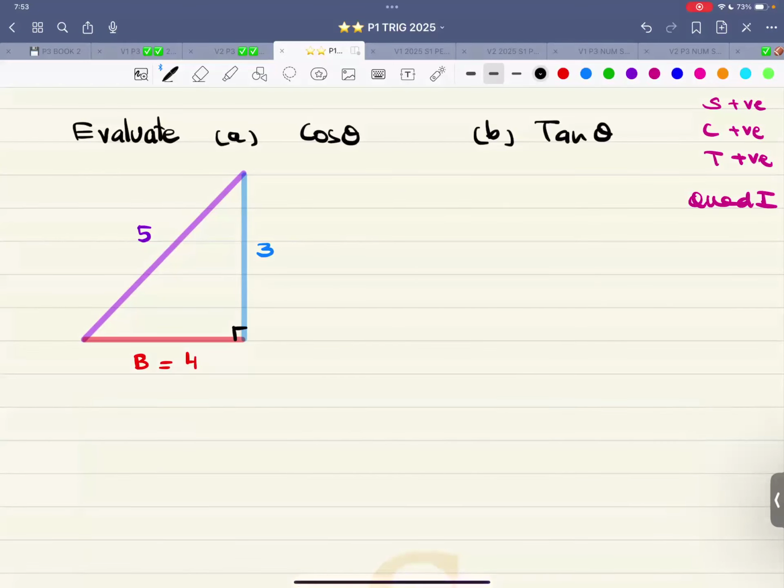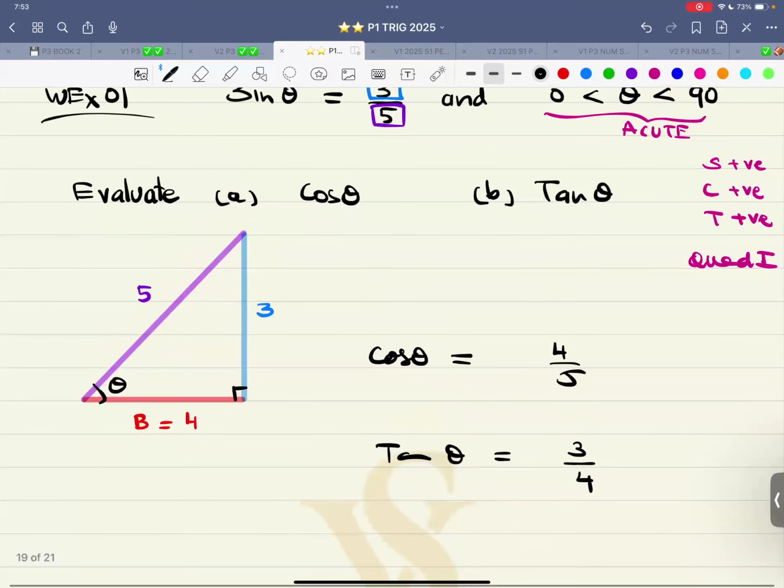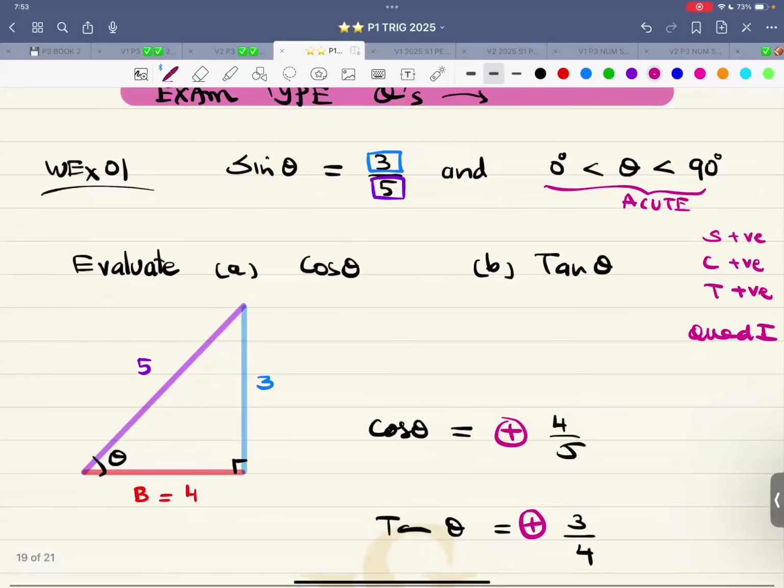This is theta over here. And cosine of theta is 4 over 5. Tangent of theta is 3 over 4. Since it's acute angle, therefore this is positive, this is positive. That's how it's done. As simple as this. Of course, I can ask further questions. For right now, let's just focus on this.